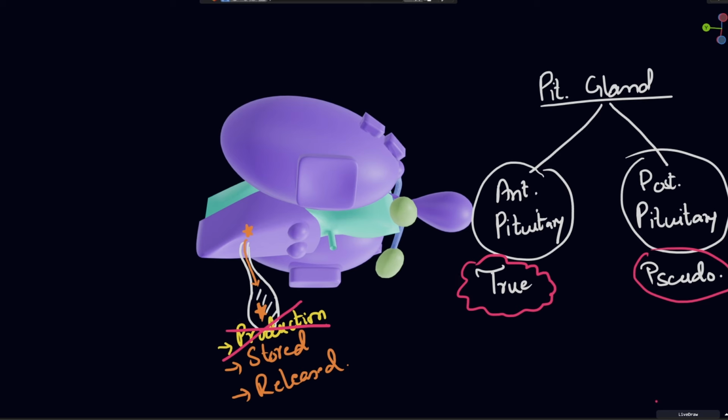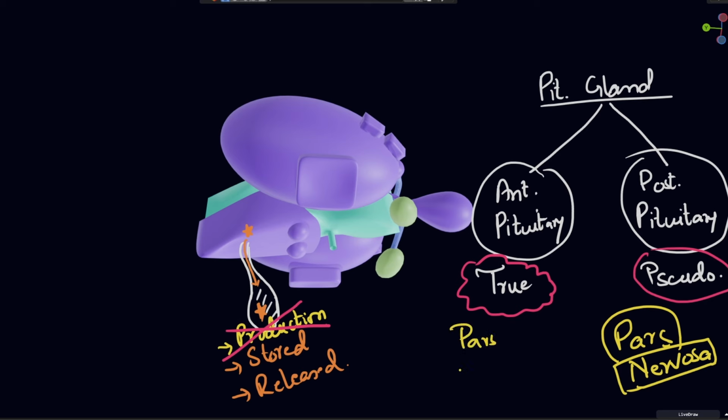Now by the way, because the posterior pituitary is an extension of hypothalamus, it is also called pars nervosa, pars is the part, the nervous part. It is the nervous extension. Hypothalamus is part of the nervous system, so it's pars nervosa. Then we have the anterior pituitary, which is also called pars distalis.